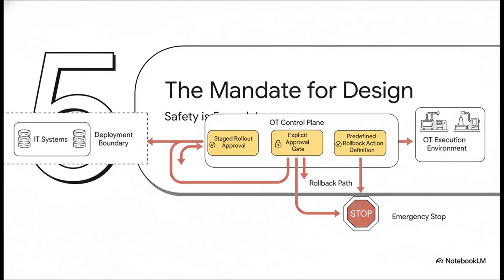It's that simple. So when you put this all together, what's the big takeaway? Well, it creates a really clear mandate for anyone, and I mean anyone, designing systems that are going to touch the physical world. Safe design isn't just another feature you add to the list. It's the entire foundation. It means you are building in staged rollouts, explicit human approval gates, and, most importantly, predefined rollback actions from the very first day of the project.